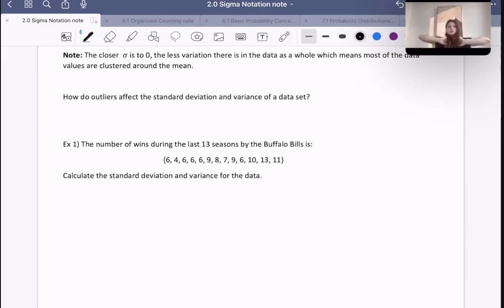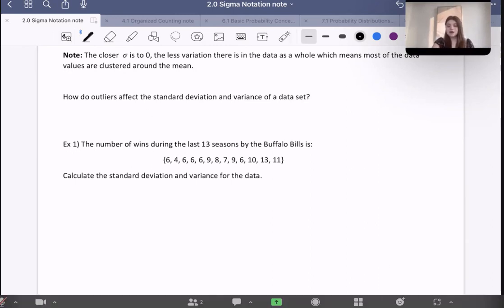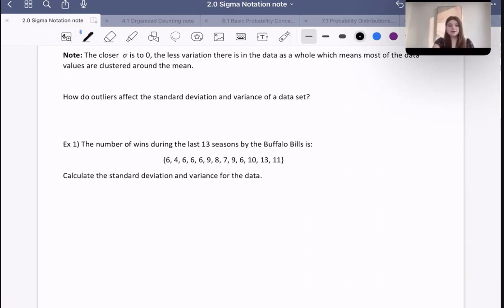Okay, so that's a long story short kind of way of describing why we want to find the standard deviation and why it's useful. Now let's talk about how outliers impact this. How would having an outlier change the standard deviation or the variance?